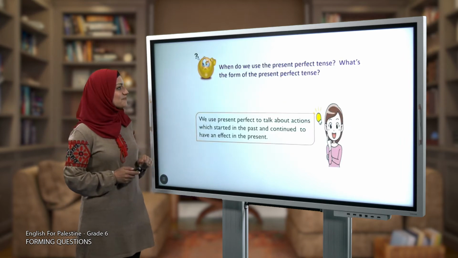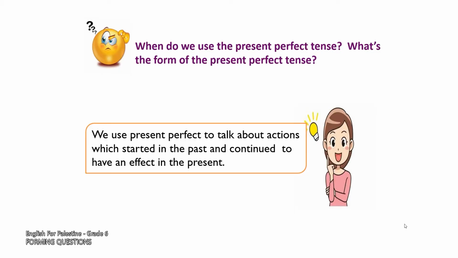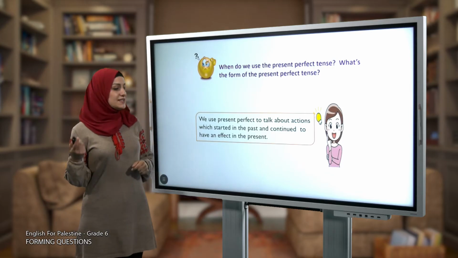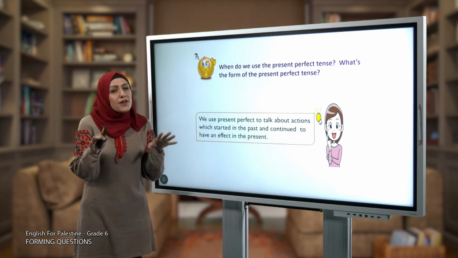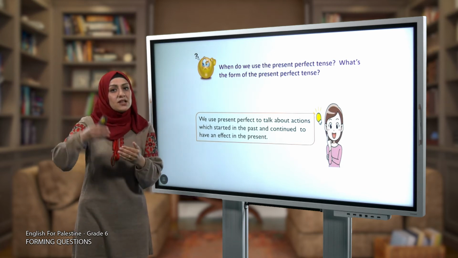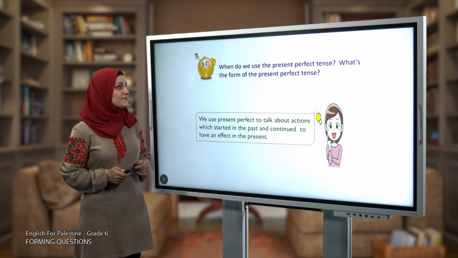Let's start. Now let's remember, when do we use the present perfect tense and what's the form of the present perfect tense? As you know, we use the present perfect to talk about actions which started in the past and continue to have an effect in the present. The action has finished, but its effect is still on the present time.